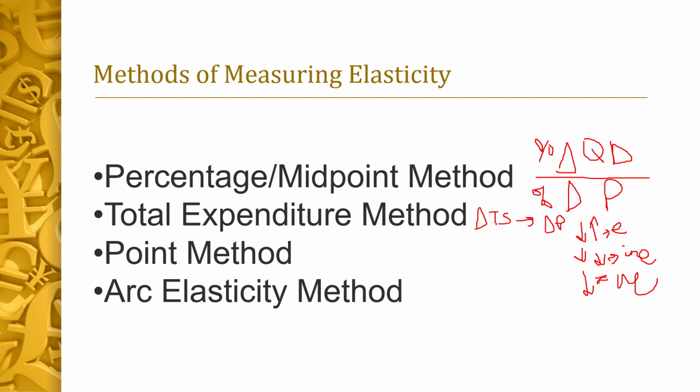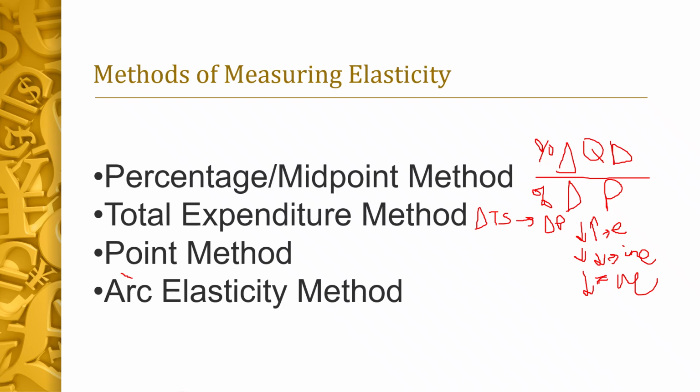right? So this is the second method. For example, we see that there is a price drop from rupees 10 to rupees 8. The total expenditure rises from rupees 1000 to 1200. So we say that here the demand is elastic. This method is very useful for businesses because they directly look at the revenue impact. Coming on to the third method, we also call it the geometric method.